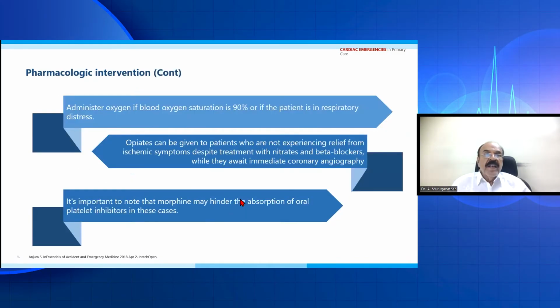Then, administer oxygen if blood oxygen saturation is below 90% or if the patient is in respiratory distress. Not every patient may require oxygen in a myocardial infarction. Opiates can be given to patients who are not experiencing relief of ischemic symptoms despite treatment with nitrates and beta blocker, while they await immediate coronary angiogram. It is important to note that morphine may hinder the absorption of oral platelet inhibitors in these cases.